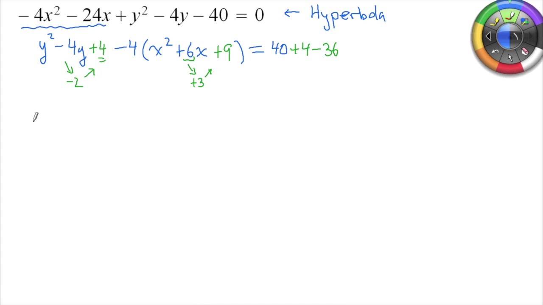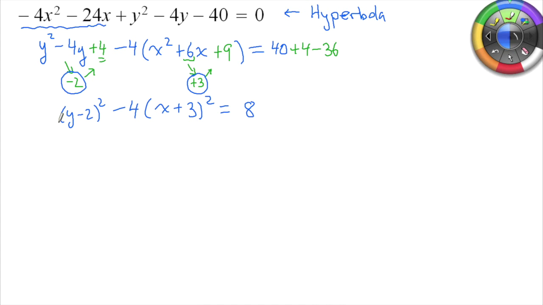All right. So this becomes (y minus 2) all squared, because that's the important number, minus 4 times (x plus 3) squared. Make sure you get your variables straight when you're doing this. It's real easy to put the y there and the x there. And this will equal, let's see here, 40 plus 4 is 44, minus 36, that's 8.